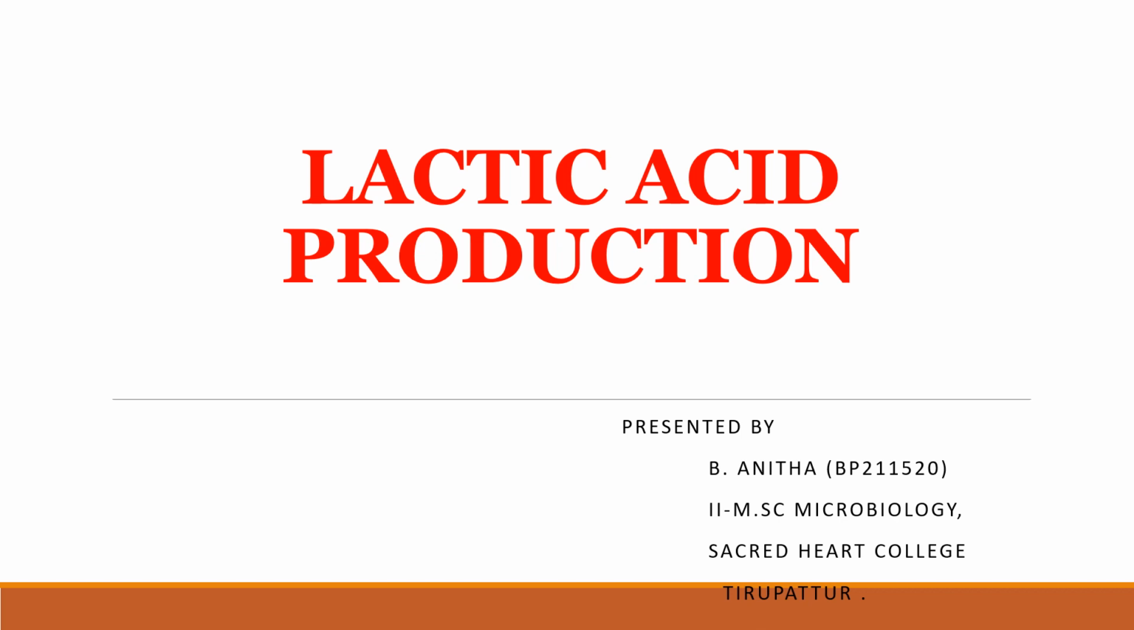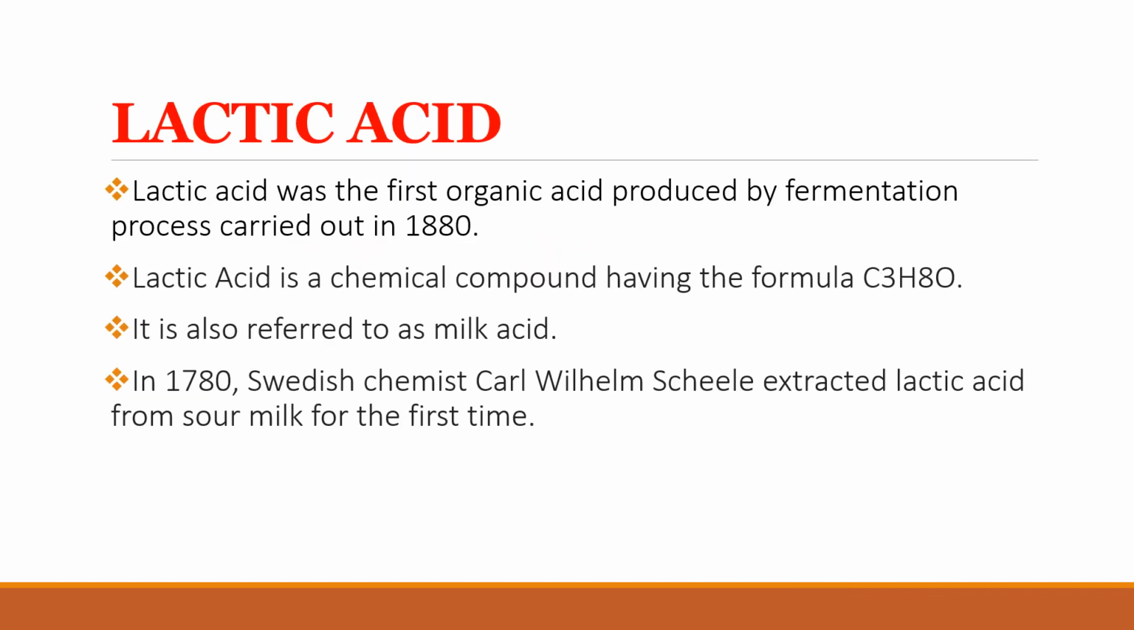And today we are going to discuss lactic acid production. Lactic acid is a type of organic acid which was first produced from the fermentation process in 1880. The chemical formula for lactic acid is C3H8NO. It is also known as milk acid. At first, lactic acid was extracted from sour milk by a Swedish chemist named Carl William Scheele in 1780.